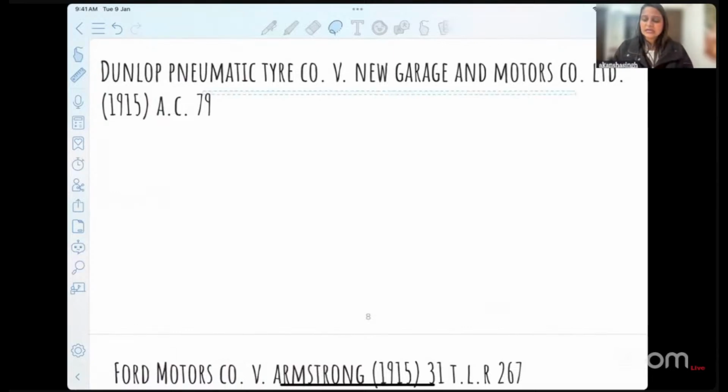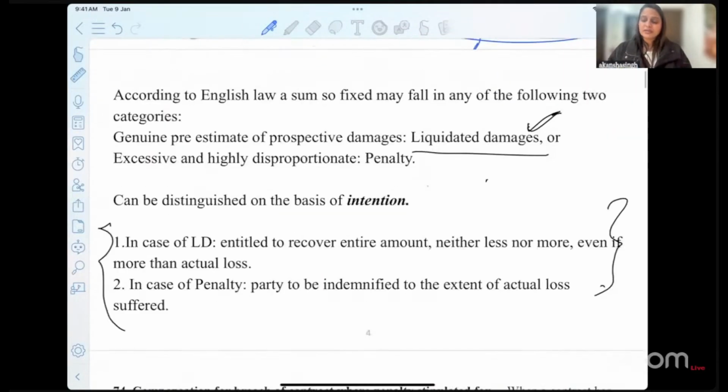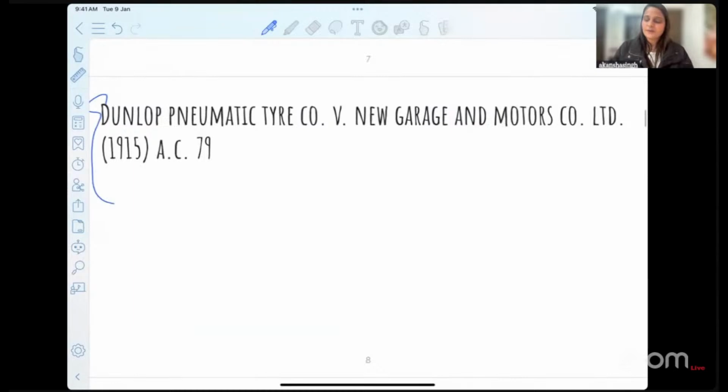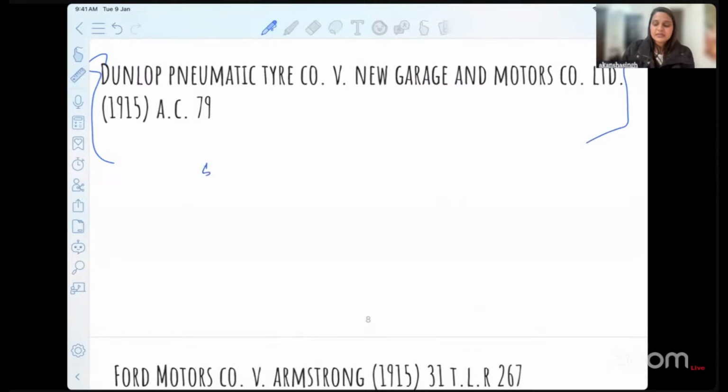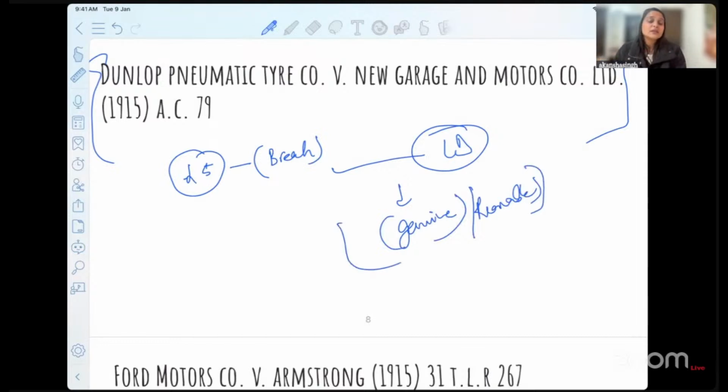So this is the case that I discussed in the beginning. If you remember, I spoke about the manufacturer and the dealer. So the first case was Dunlop Pneumatic Tyres, right? This is the name of the case law that I've mentioned. And the court here said that this will not be a penalty, wherein they said that you will have to pay £5 in case of each breach. This is liquidated damages. Why is it liquidated damages? Because it looks like a genuine and reasonable amount which the other party, the aggrieved party, will have to face in case you breach the terms of the contract.